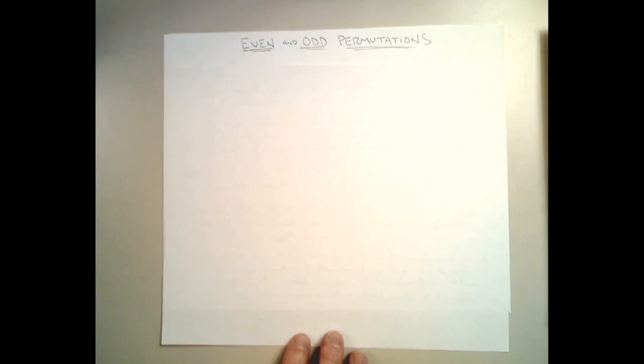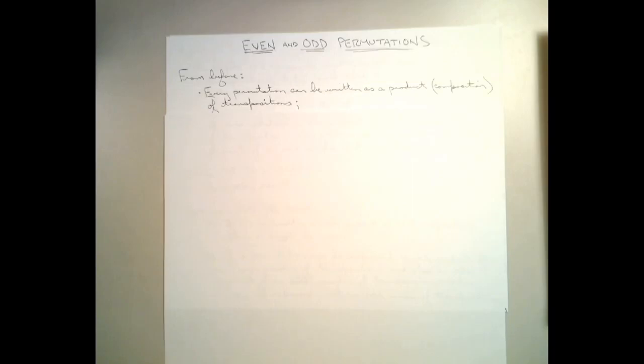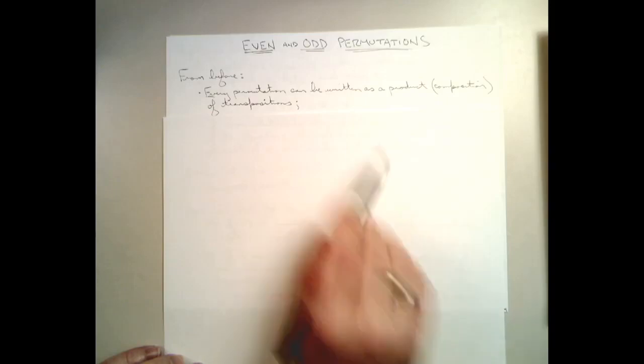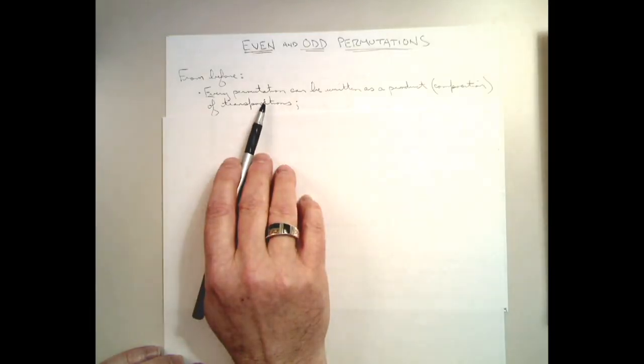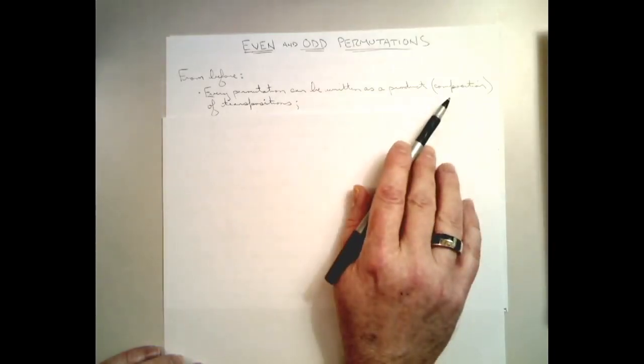So we're going to start over here with the title page, even and odd permutations, and do a quick review of what we did last time, right? We showed last time, or at least we said last time, that every permutation can be written as a product. And I should point out, every time we say product here, we're talking about composition. That's the operation under consideration whenever we're talking about permutations. The default operation is composition, unless we say otherwise.